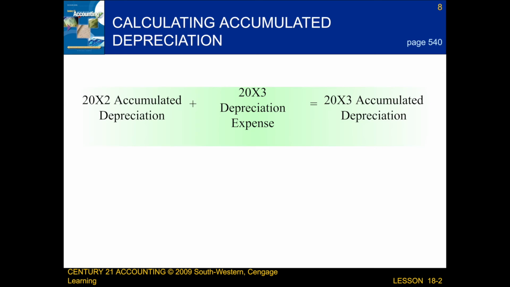Alright, next we're going to be talking about calculating accumulated depreciation. So when we calculate accumulated depreciation, we take the accumulated depreciation from 20x2 and we add it to the depreciation expense from 20x3, and that will give us the accumulated depreciation for 20x3.